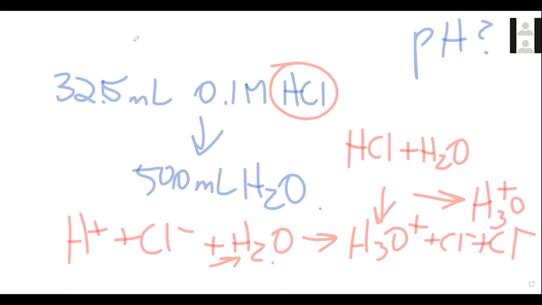Okay. So here's your acid, here's your base, here's your conjugate acid, there's your conjugate base. I see. Okay, thank you. All right. So let's clear all this out. 32.5 mL.